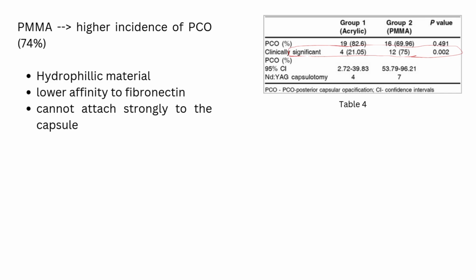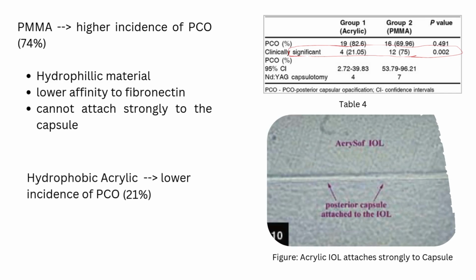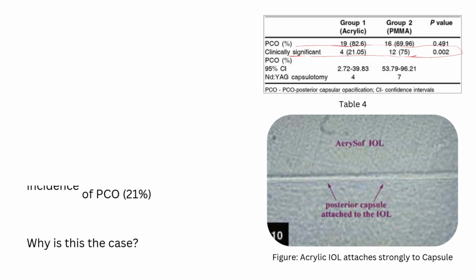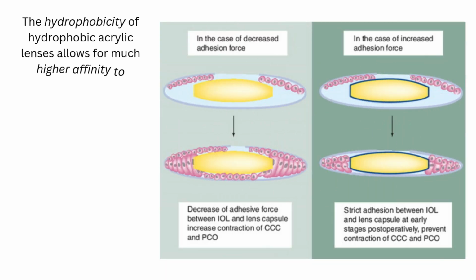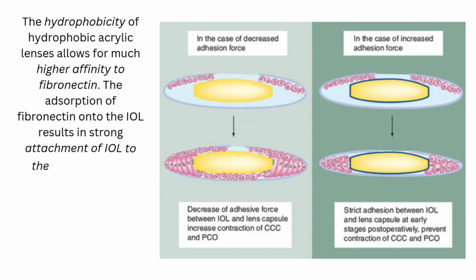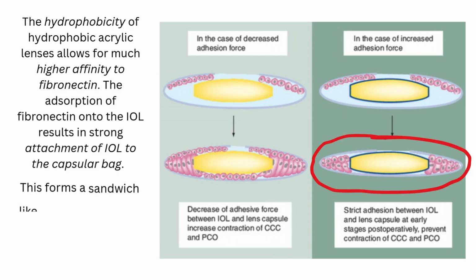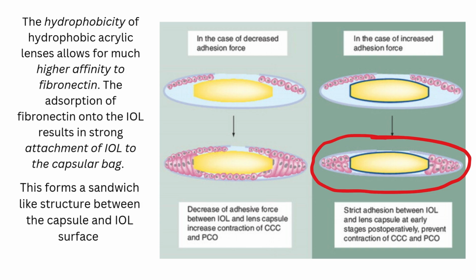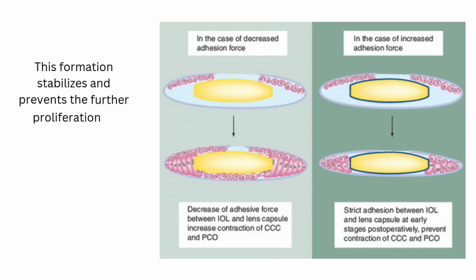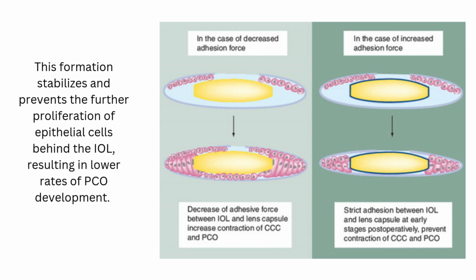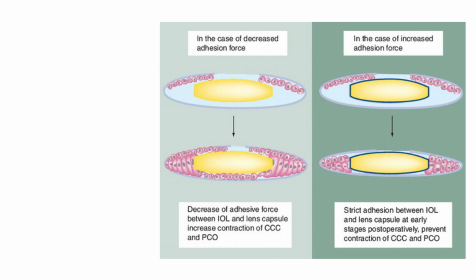more actively. On the other hand, hydrophobic acrylic lenses only develop PCO 21% of the time compared to 74% for PMMA. The hydrophobicity of hydrophobic acrylic lenses allows for much higher affinity to fibronectin. The adsorption of fibronectin onto the IOL results in a strong attachment of the IOL to the capsular bag. This forms a sandwich-like structure between the capsule and the IOL surface. The formation stabilizes and prevents further proliferation of epithelial cells behind the IOL, resulting in lower rates of PCO development.